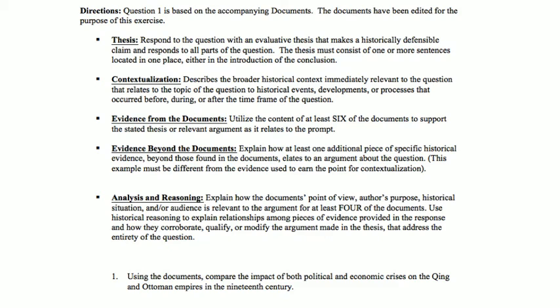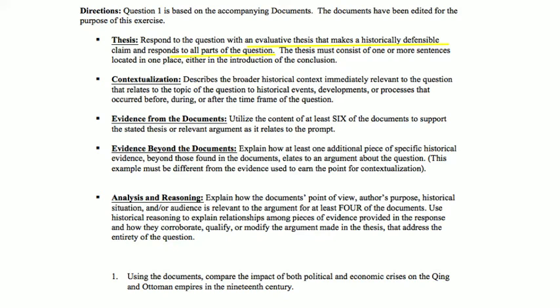So the first thing I want to do is look at how we score a DBQ and what components it has to have. It has to have an evaluative thesis that makes a historically defensible claim. Okay, so you have to give me an answer that addresses the documents and the question being asked, and you have to address all parts of the question. So you have to address the impact of both political crises and economic crises that take place in the Ottoman Empire and in the Qing Empire.